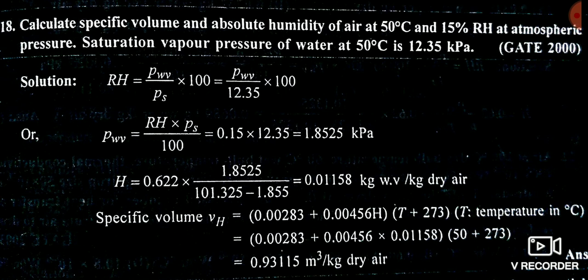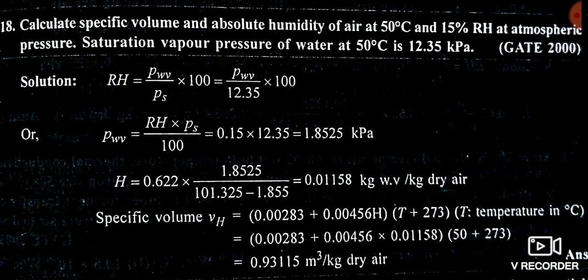Here we have to calculate the specific volume and absolute humidity of air at 50 degrees, and 15% is the relative humidity at atmospheric pressure, and saturation pressure is given in the question. So friends, first thing we have to calculate the specific volume, and for specific volume we need the absolute humidity, and for absolute humidity we need the partial pressure of water vapor, and partial pressure of water vapor we will calculate from the relative humidity formula, that is RH is equal to PWV by PS, and PS value, means saturation vapor pressure, is given, that is 12.35 kilopascal.